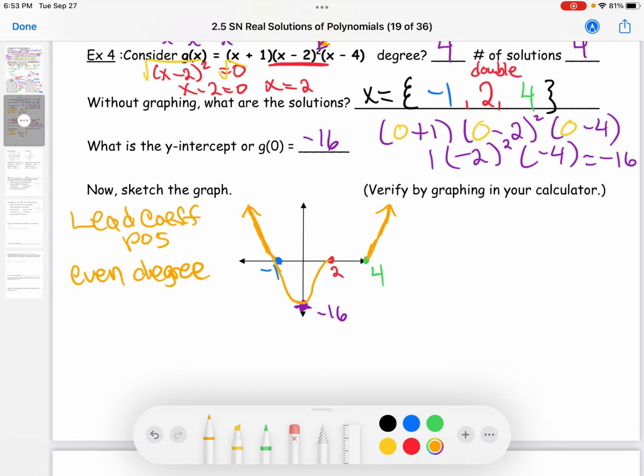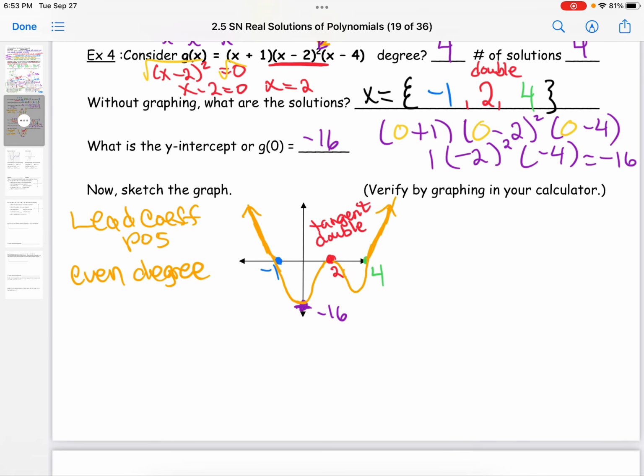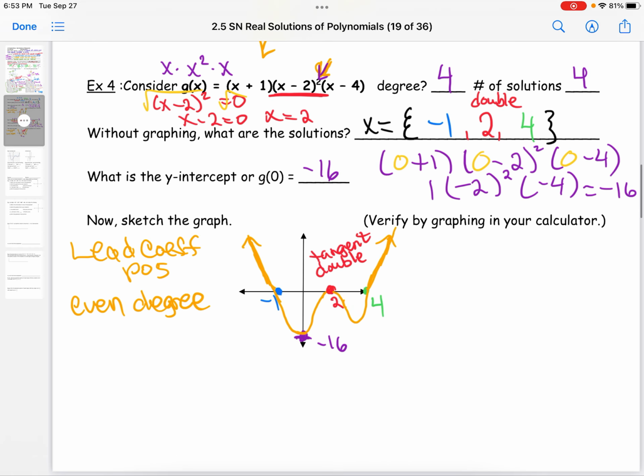When I get to the root at 2, it's the double, the tangent root. So it's going to touch the x-axis and bounce back. And then we're going to go up through the root of 4. This root is a tangent double root, so the graph bounces off the x-axis there. It doesn't go through. Now, you can verify that by graphing it in your calculator. It'll look roughly like this.